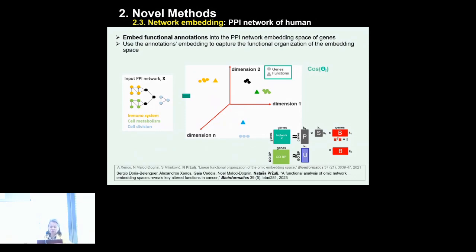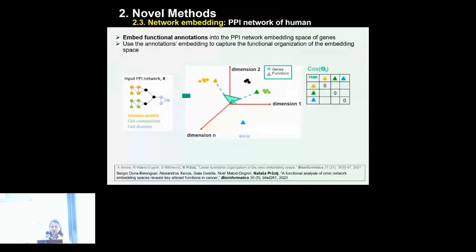And then what we want to do is we find these angles between the functions, and basically their cosines. We put this into this functional mapping matrix. Then we do this for control PPI net and for cancer, similar to the previous ones that you saw in the eye cell.